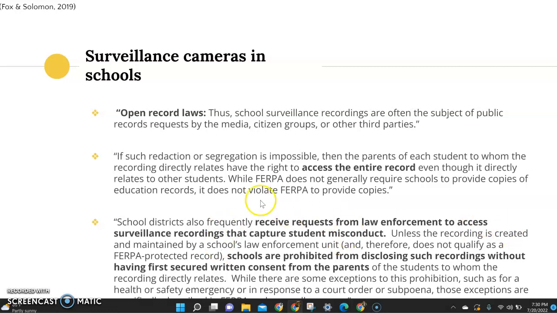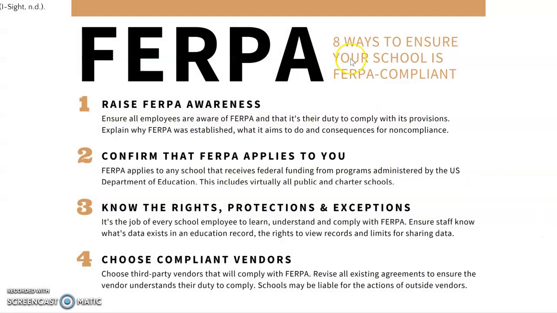So most of the time there's a lot of requests for footage, things like that, especially ones that capture student misconduct. Schools are prohibited from disclosing such recordings without having first secured written consent from the parents. So if there is an issue and law enforcement wants something, then they need to get consent for it. So here's some ways that our school can make sure that we are FERPA compliant.